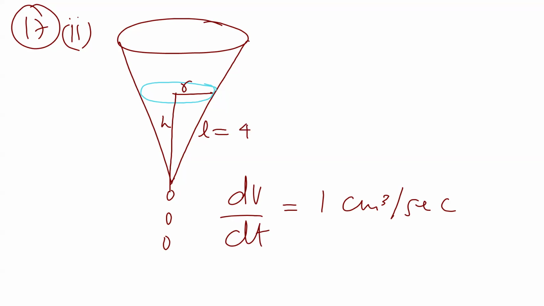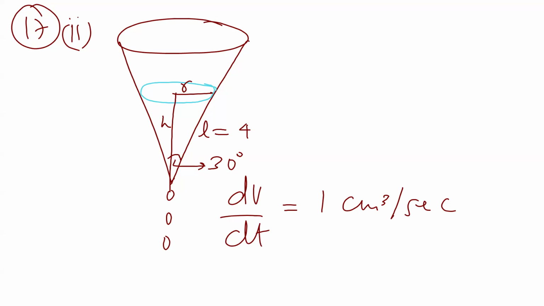I'm solving the second part of the problem. What is the semi-vertical angle over here? If you're reading, you will understand. What is the semi-vertical angle over here? Please reply. 30 degrees. The vertical angle is 60 degrees, so the semi-vertical angle is 30 degrees over here.